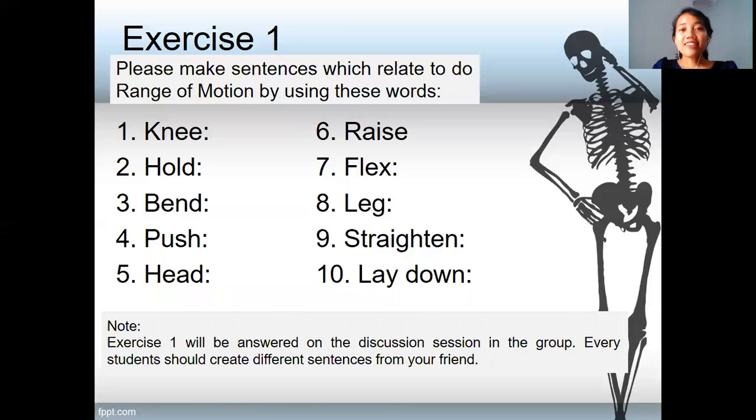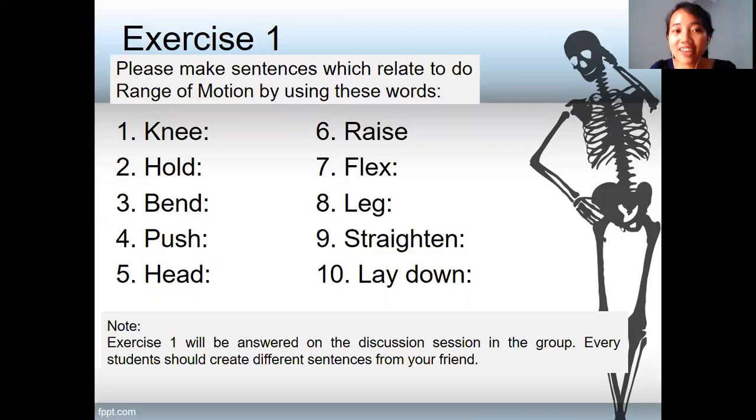Okay, the last is about the exercises. So in here you are asked to make a sentence which relates to range of motion. For example, knee. Number 1 is about the knee. In here you can make a sentence by using the word knee. For example, please bend your knee, mister. Okay, that is one of the examples.